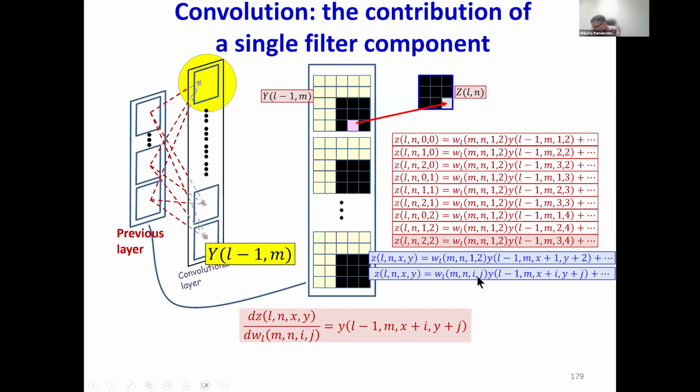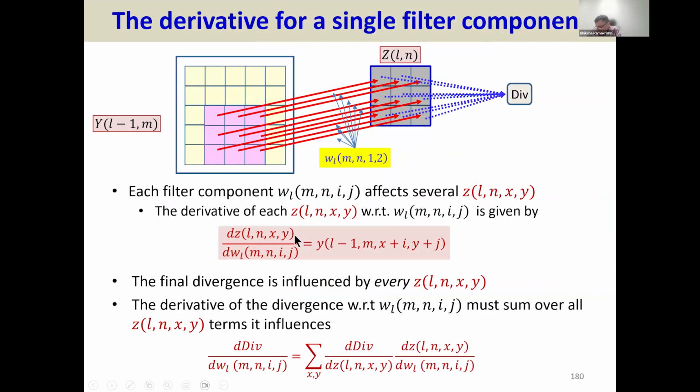So to compute Z(x,y), this should be a plus equal to, you multiply W(i,j) by Y(x+i, y+j). So Z(x,y) accumulates the contribution of W(i,j) multiplied by Y(x+i, y+j), right? And so if I want to compute the derivative of any Z(x,y) with respect to any W(i,j), that's simply going to be Y(x+i, y+j).